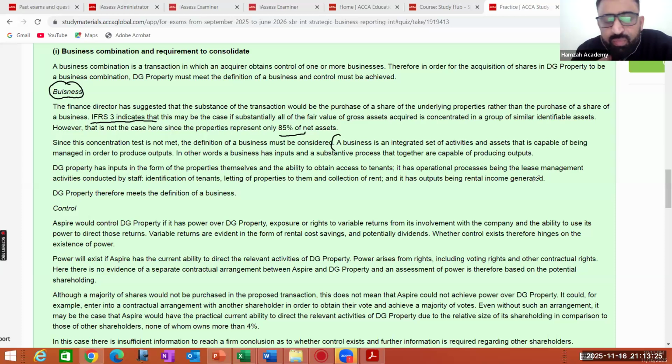So we can say that DJ property is a business, not an asset. So the finance director's suggestion is not appropriate. We have acquired the business, not the asset.